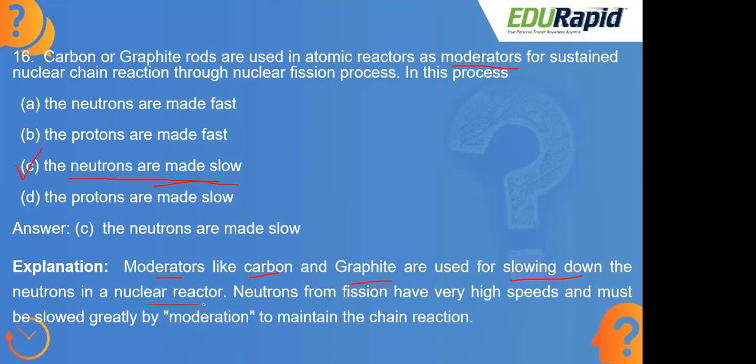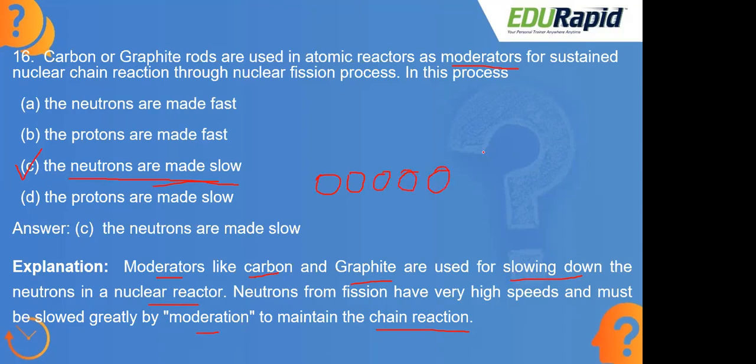When these elements slow down the neutrons, we can control the nuclear chain reaction, right? It is to maintain the chain reaction here. It acts as a moderation. The neutrons from fission have high speeds, right? In a chain reaction, the nuclei either keep on splitting or collide with each other to form a huge nucleus. So it is a continuous reaction.